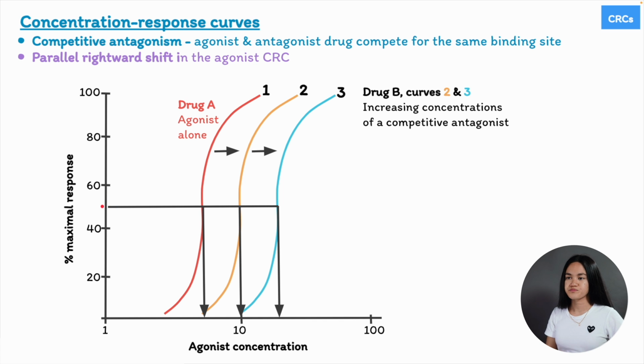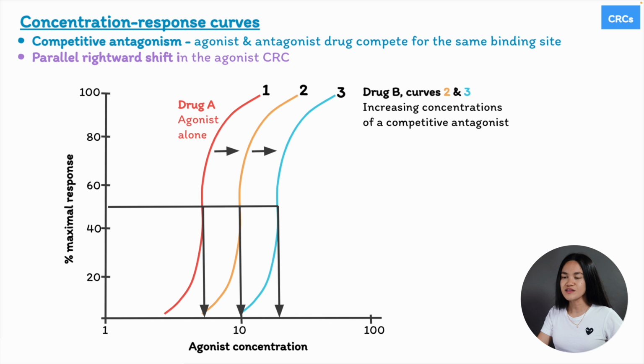All right? The second thing is at high concentrations of the agonist, located on the right side of the graph, it's still possible to reach the full maximum response even in the presence of the competitive antagonist. This parallel rightward shift is what we refer to as parallel shift in the agonist CRC. It indicates that the curve has been shifted to the right without affecting the maximum response.